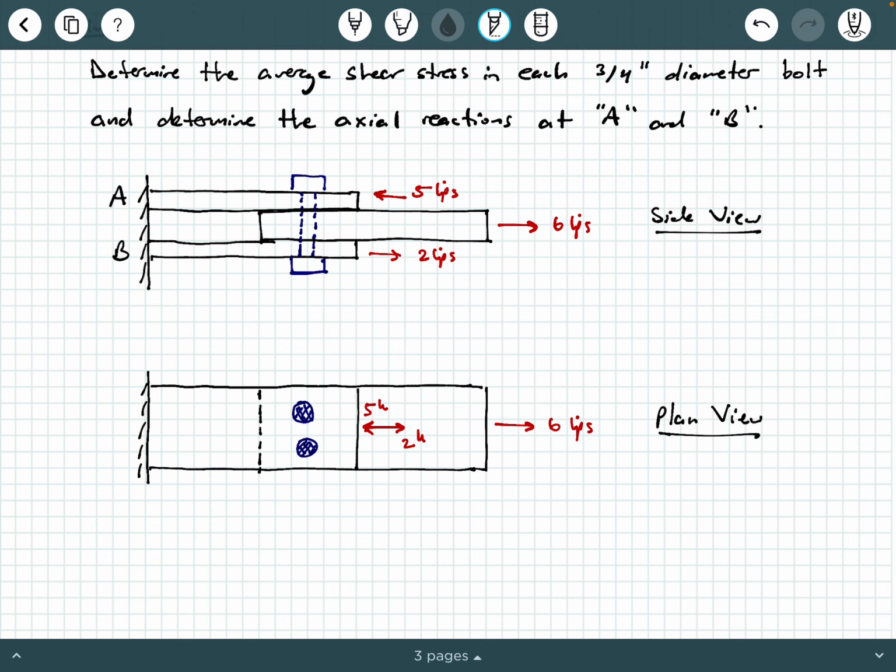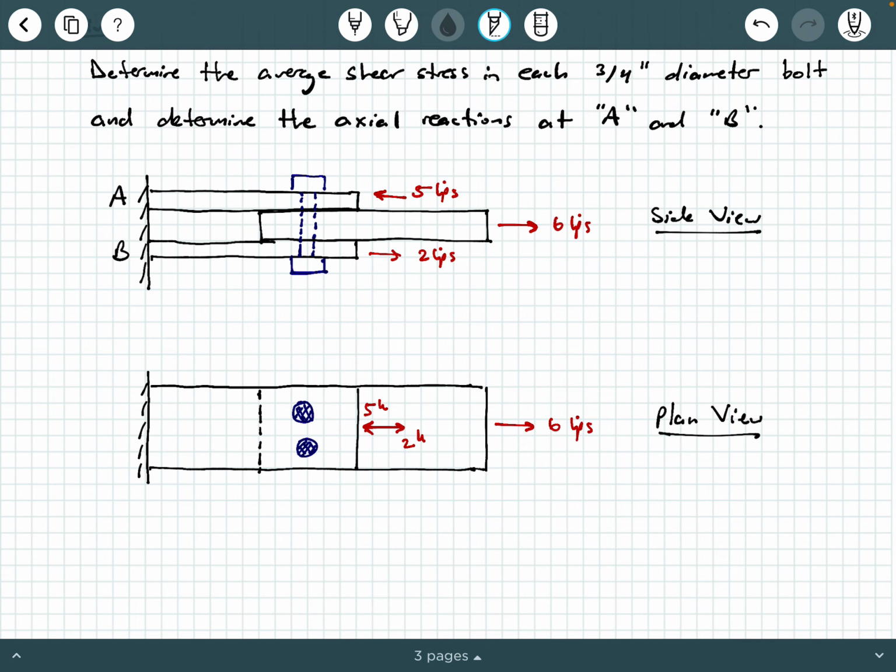Now, the dashed line back here represents the back edge of the middle plate, and the reason why it's dashed is because that's a hidden line. It's underneath the top plate, so when we look at a top view or a plan view, that's going to show up as a dashed line. The solid line here represents the edge of the top plate. It's not hidden because we do in fact see the edge of the top plate when we look at a plan view.